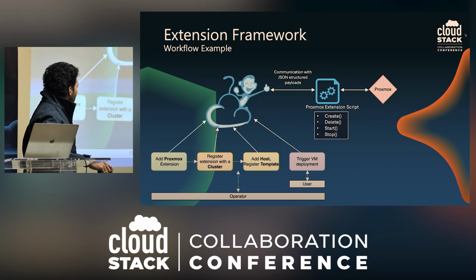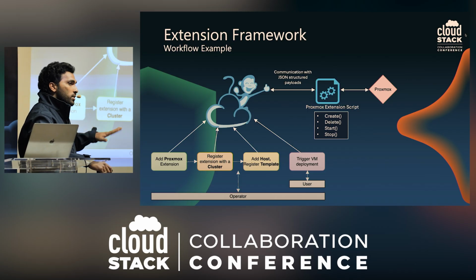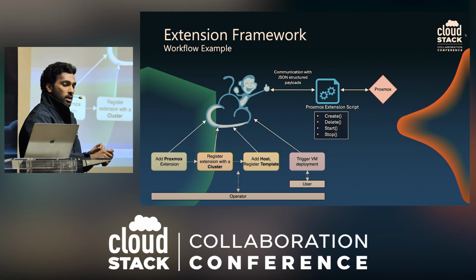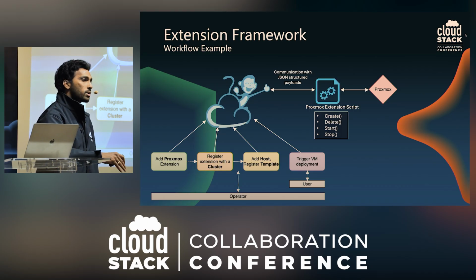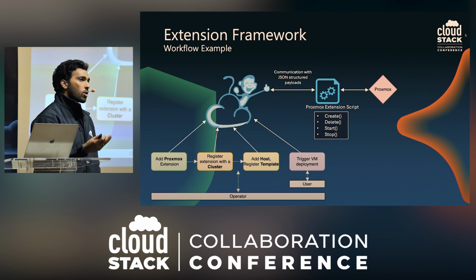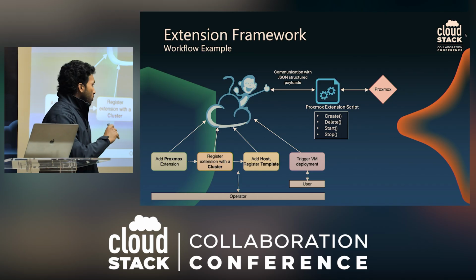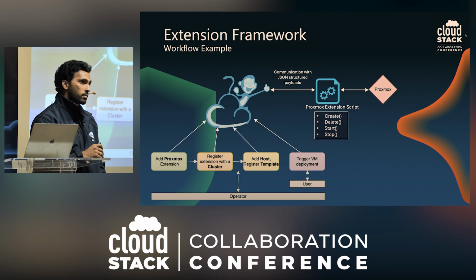As an operator, I'll have to add that Proxmox extension into CloudStack using CloudStack APIs or the UI. Once it is added, I need to register that extension to a cluster. We use the cluster to make it fit into the CloudStack flow. We are adding the Proxmox integration, right? It's like adding an external hypervisor into CloudStack. In CloudStack's workflow, we need to have a cluster and a couple of hosts in it. So those are the additional resources that we need to add. We need to add a host under that cluster, and we need to have a template registered.